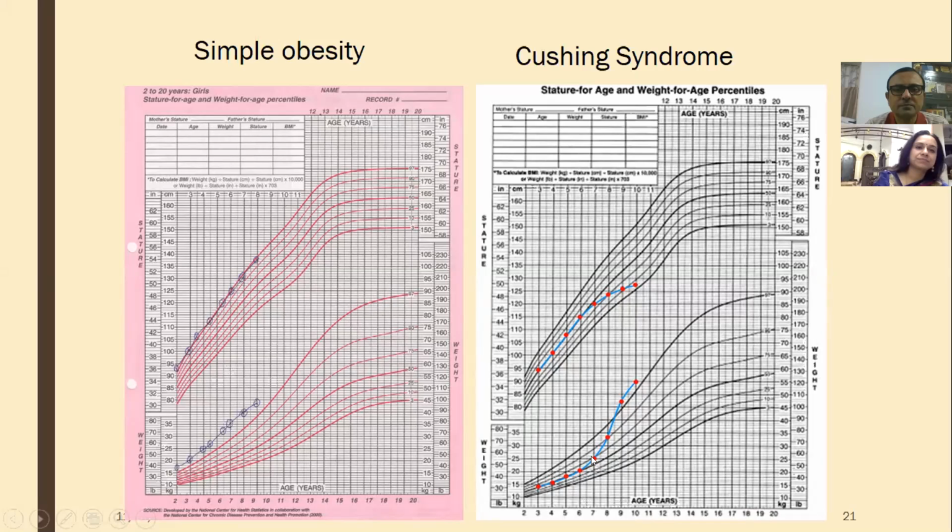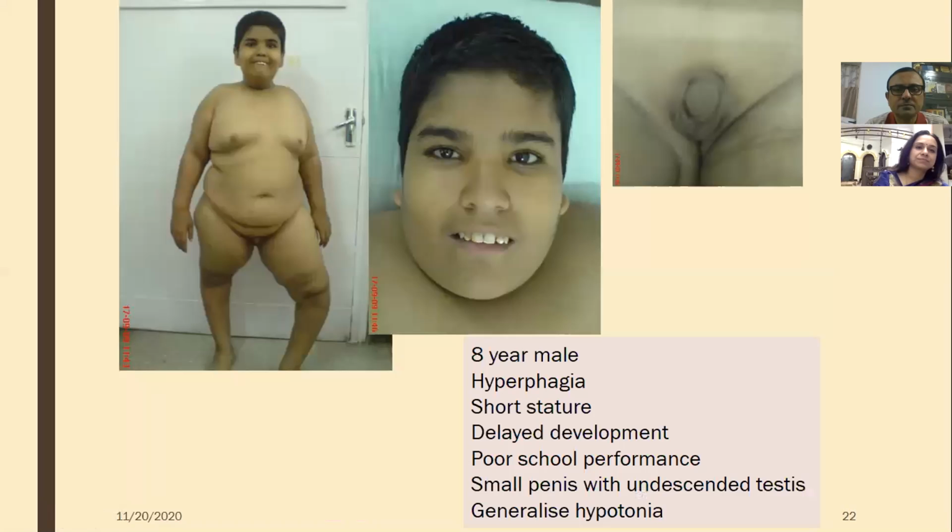But what has happened around the age of 7 years is while the weight has progressively gone up, the growth velocity has declined. So this kind of a growth chart, the second one, can never be normal. And this indicates a pathological obesity.